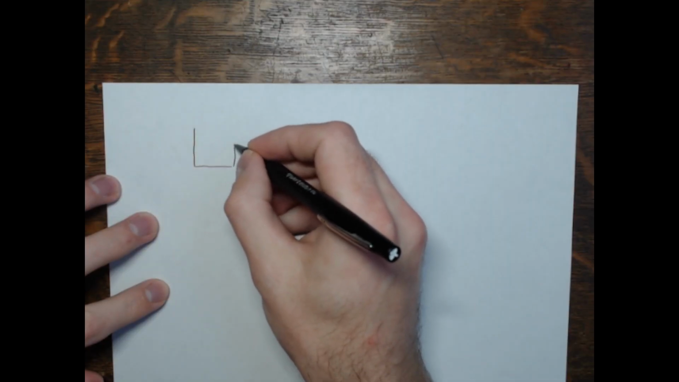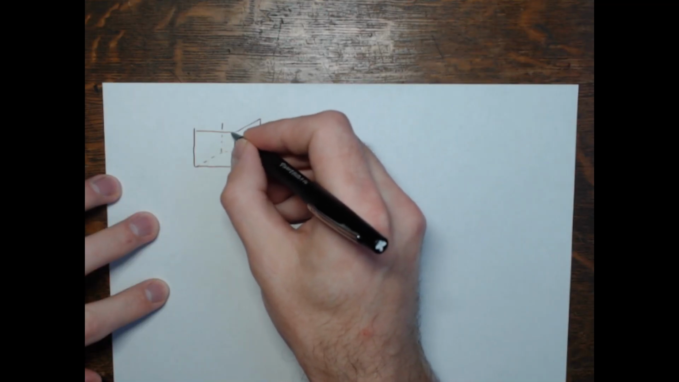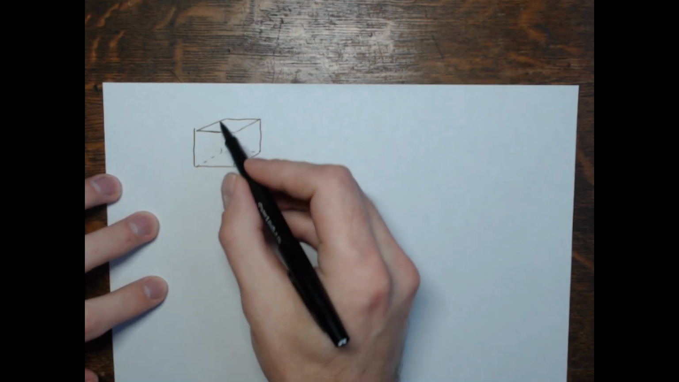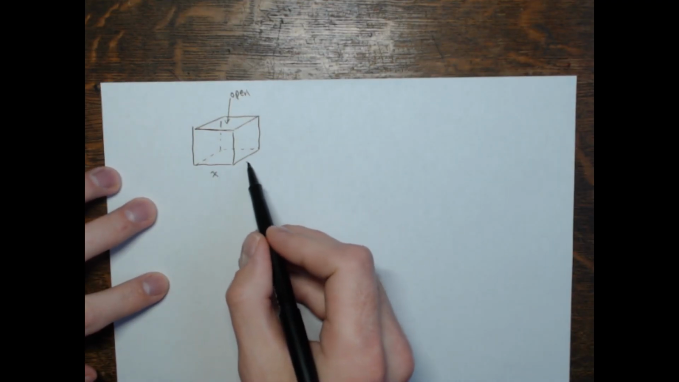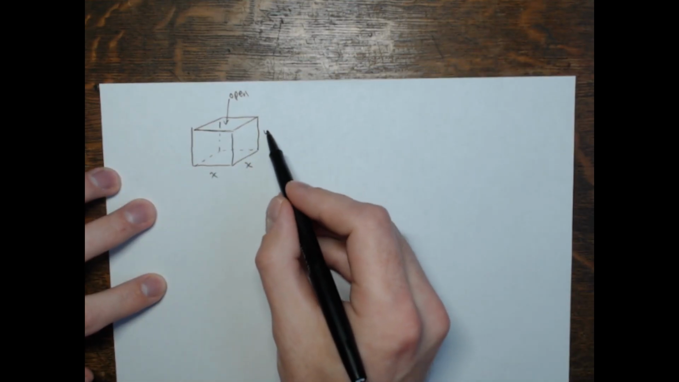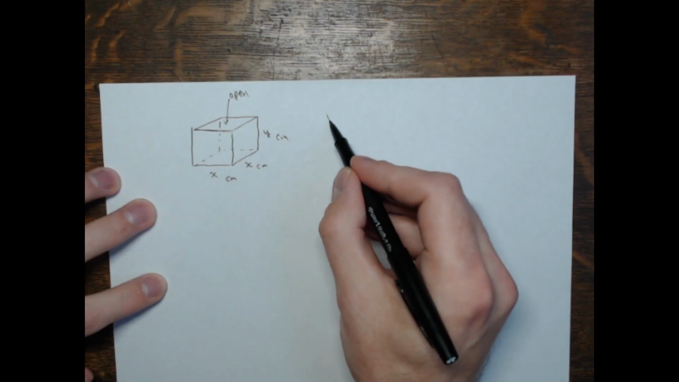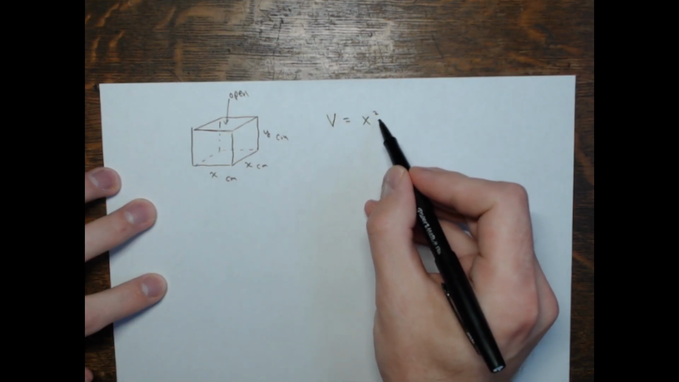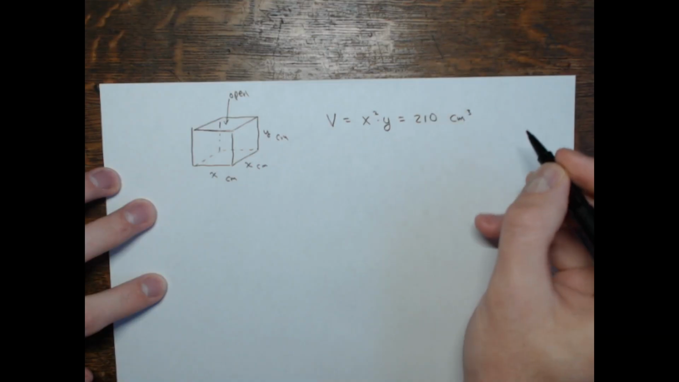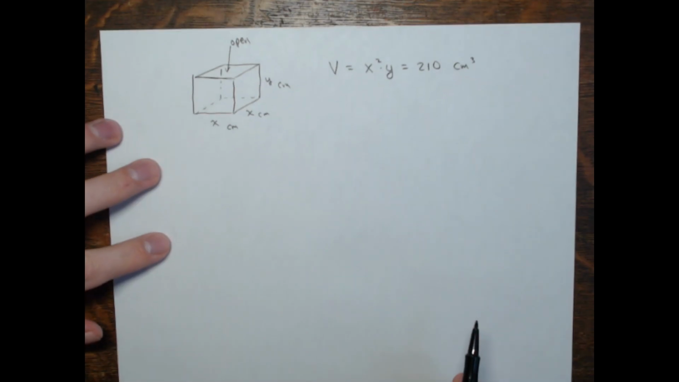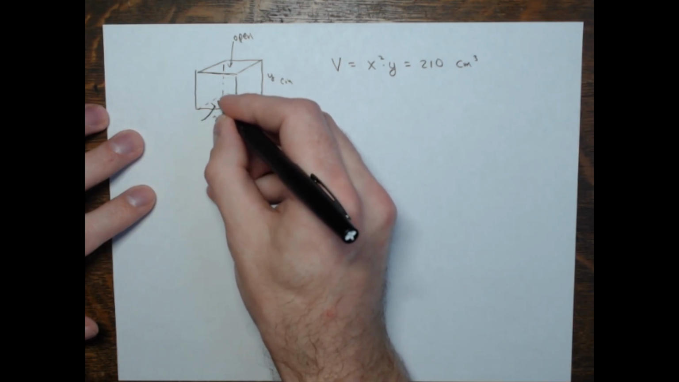So again, very similar picture to one we saw before, right? I got this open top box with a square base that I'm putting together. Again, this is open, so nothing on top. And I'll call this x by x because it's got a square base, by y, and these were in centimeters, because they gave me that. And the volume of this, which is x squared times y, had to be 210 cubic centimeters. So that's all the information given, besides the cost too.